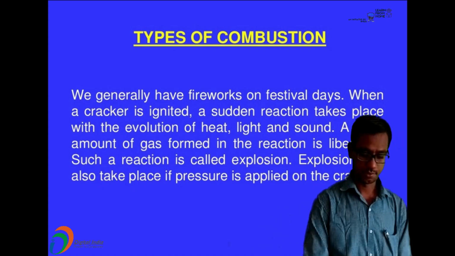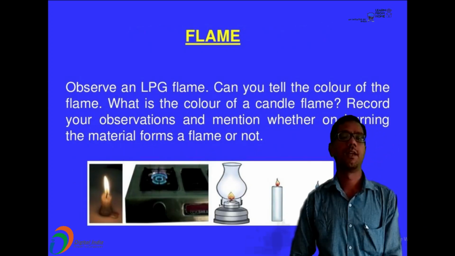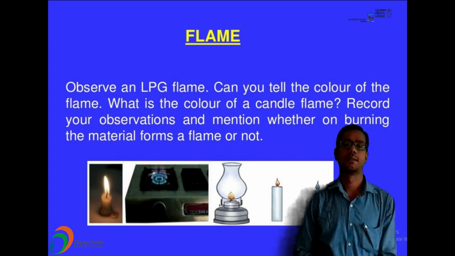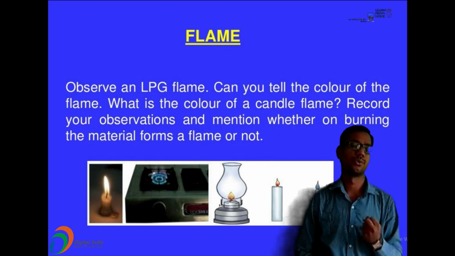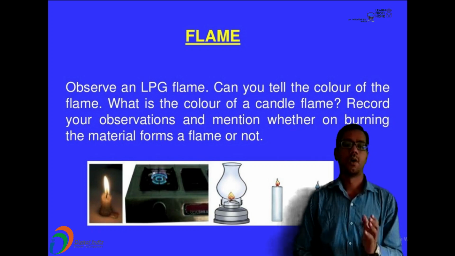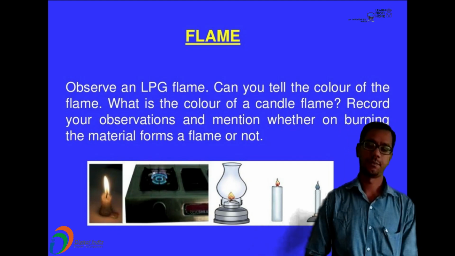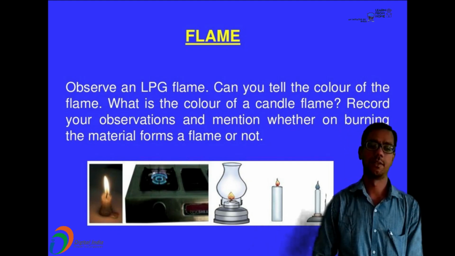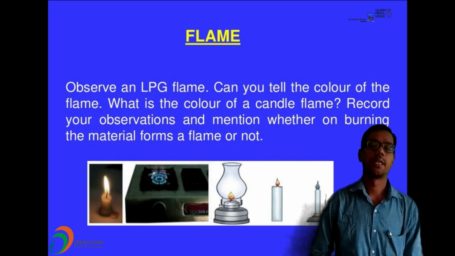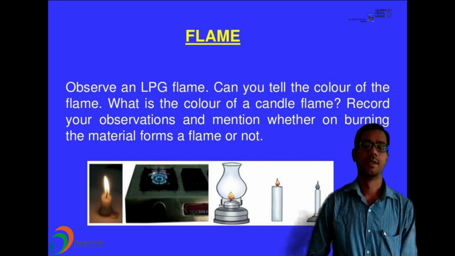Next point is flame. What is a flame? A flame is a visible part that is easily observed through our naked eyes, which contains different zones or parts. Observe an LPG flame. Can you tell the color of the flame? What is the color of that flame? Then the color of the candle flame. If you observe, please record your observation.